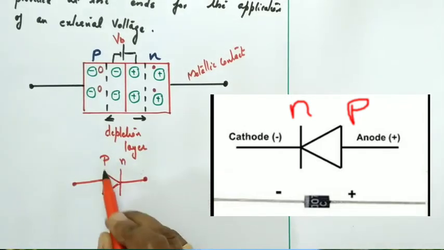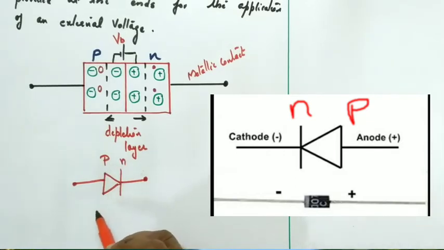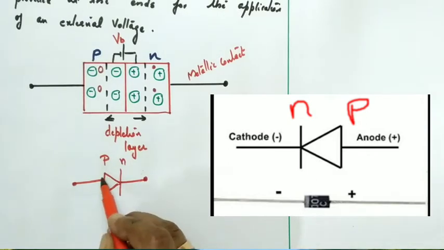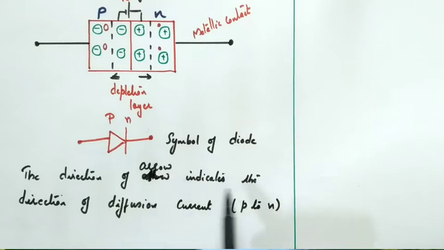Here the arrow represents the P region and the line represents the N region. The arrow head represents the direction of conventional current. The conventional current means the direction of diffusion current, that means due to majority carriers. The direction of the arrow indicates the direction of diffusion current, that is from P to N.